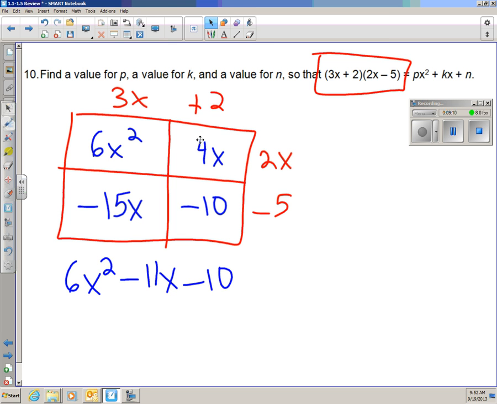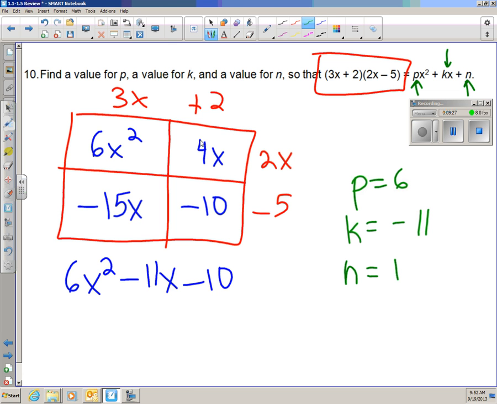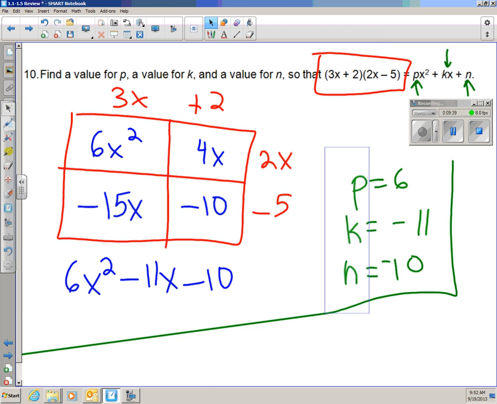What that translates into is p is the coefficient of x squared. Well, the coefficient of x squared is 6. k is the coefficient of x, which means k is negative 11. n is my constant term. n is negative 10. There is your p, your k, and your n. Okay, next problem.